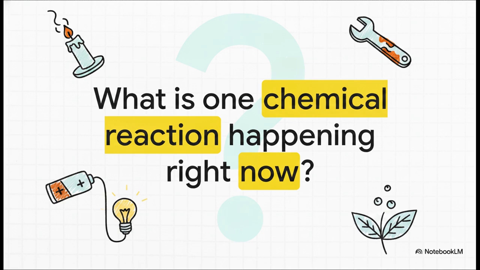So we've covered the language, the golden rule of conservation, and those 5 main reaction types. Now I have a challenge for you. Take the lens of a master chemist and apply everything we just talked about in this explainer to the room you're sitting in. Look around right now. What is one chemical reaction happening at this exact second? Is something rusting? Is a battery powering a screen?